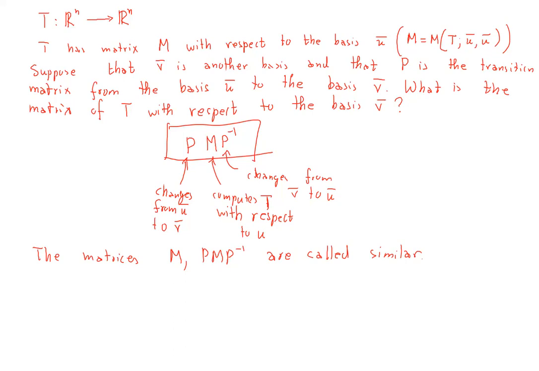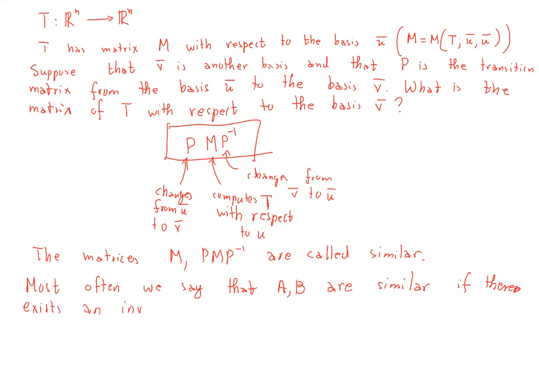So most often we forget about transition matrices and we say that A and B are similar if there exists an invertible matrix, I might want to use a different letter, so invertible matrix C, such that B is C to the negative 1 AC.